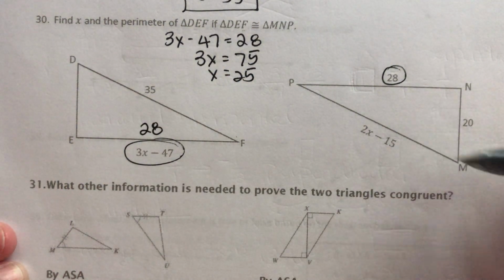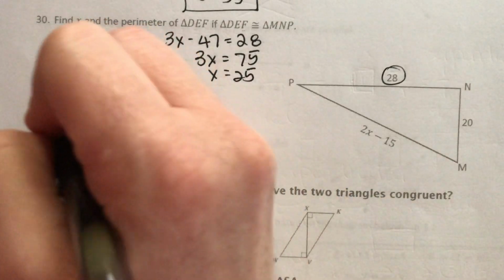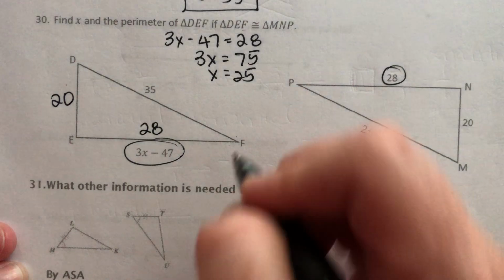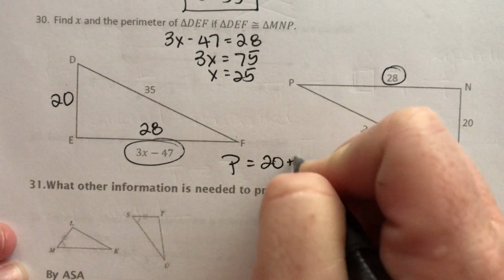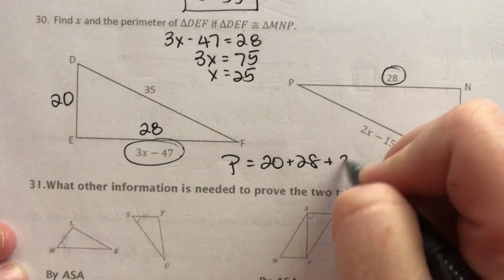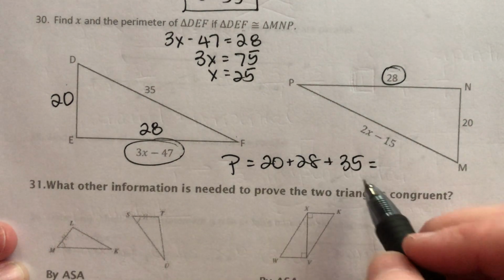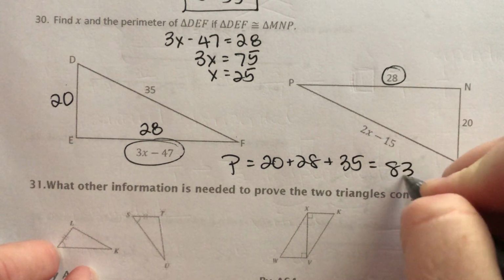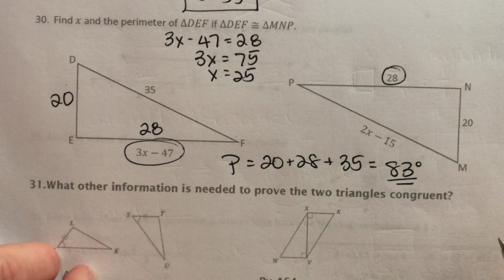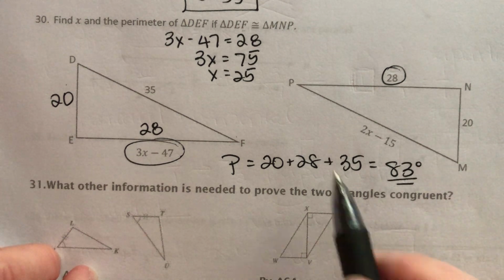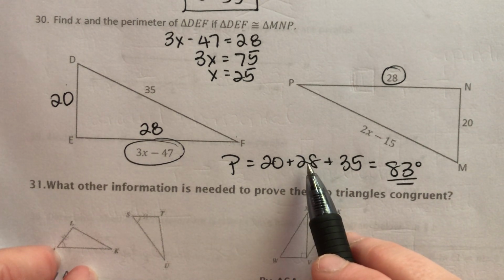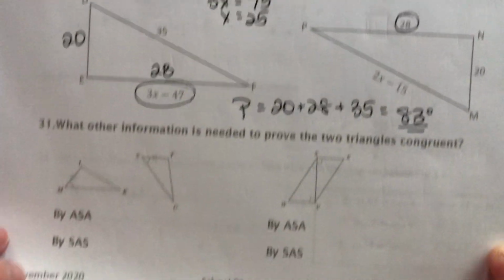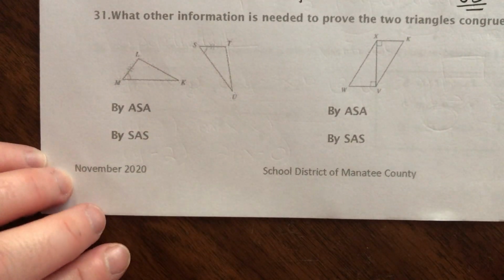And then this side over here is congruent to this side, and this is 20. So I can just add the three sides together to get the perimeter. Perimeter equals 20 plus 28 plus 35, which is 48 and 35, 78, 79, 83. Mental math, if I messed up, let me know. 83, 20 plus 28, 48, which is almost 50, plus 35 is 85, minus 2 is 83. Yeah, that's correct. And the number 31, last one of page 6.